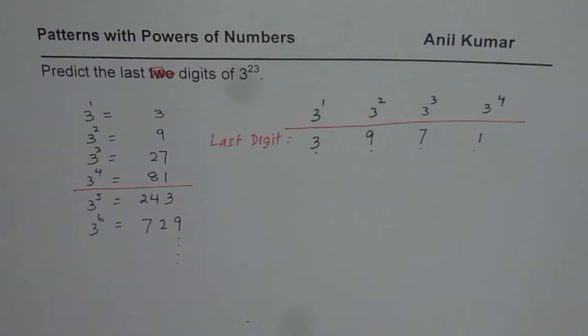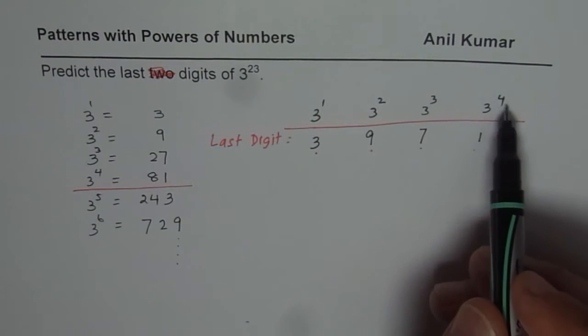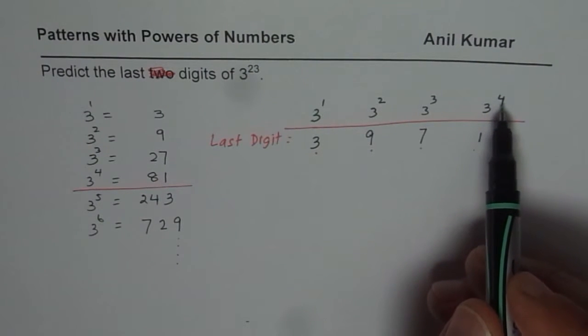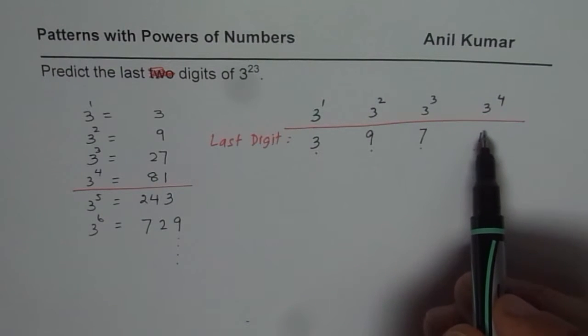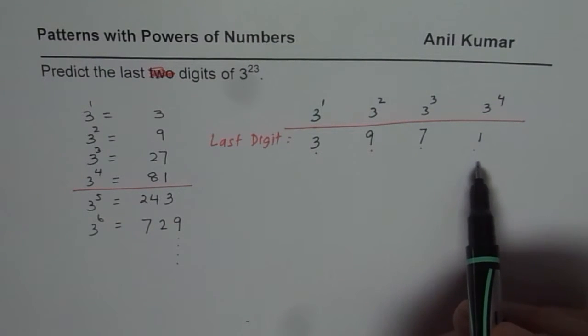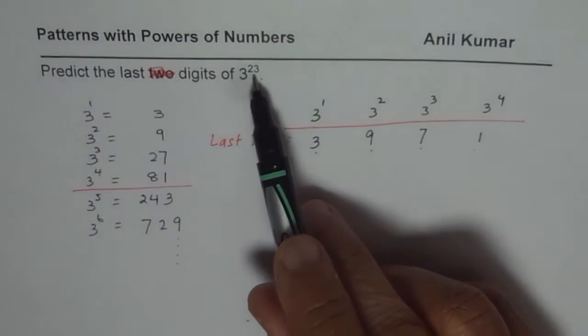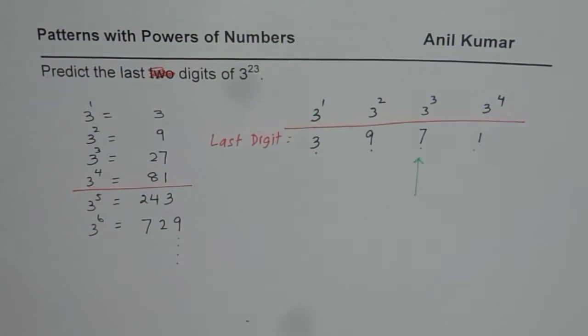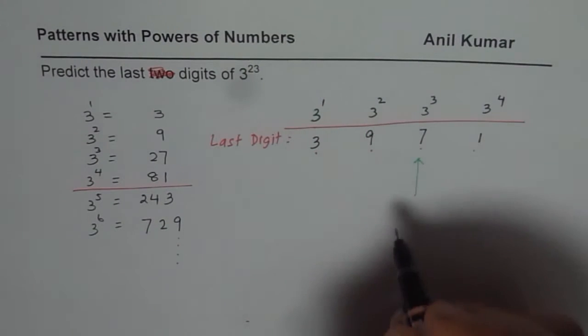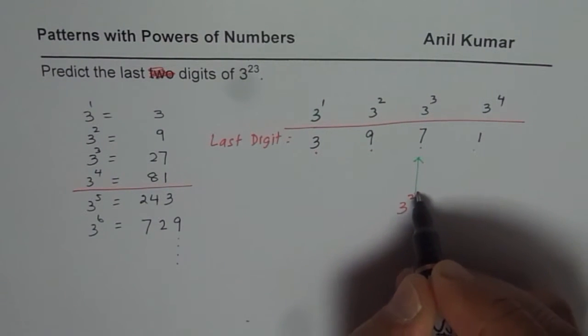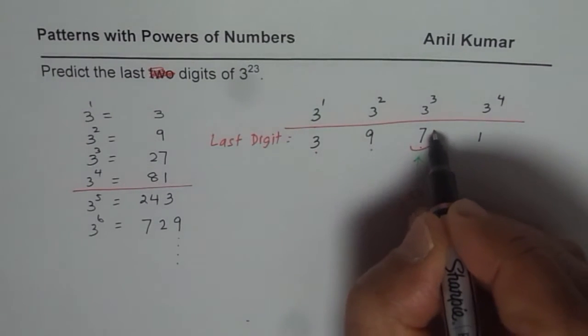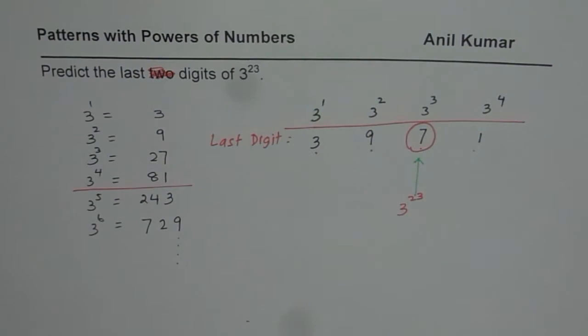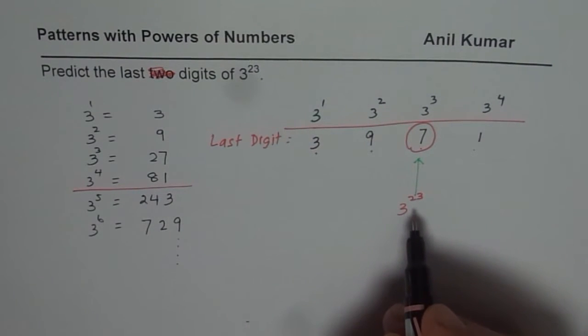So what we notice here is this number is 4, which is a multiple of 4. Next number will be 8, and then multiples of 4. 23 is 1 less than a multiple of 4. So 3 to the power of 23 will lie in the fourth column, and therefore the last digit should be 7. That is how we can answer this question.